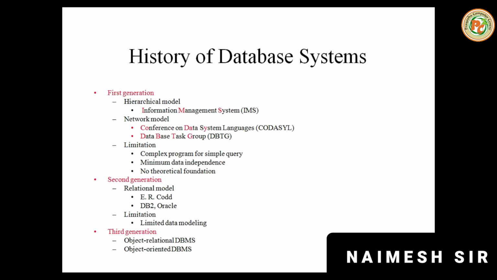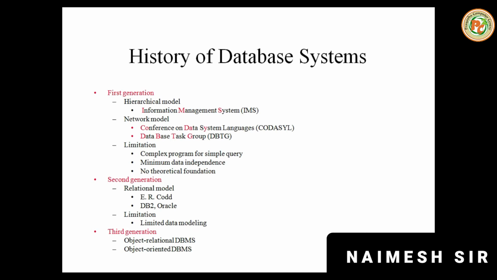But in that, the limitation is a complex program for a simple query. If you want to write a simple query, then you have to write a complex program, which is very difficult to understand. Then there is minimum data independence, so data cannot be independent by itself, and no theoretical foundation. So the second generation came into use.